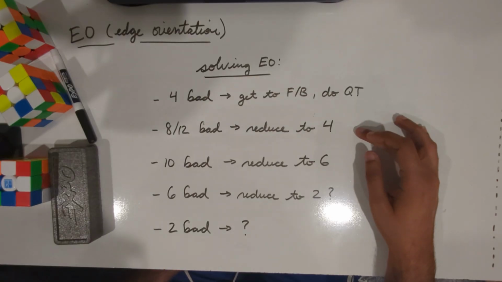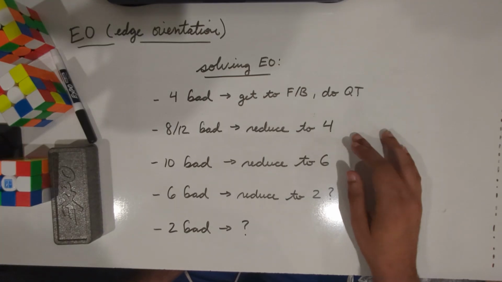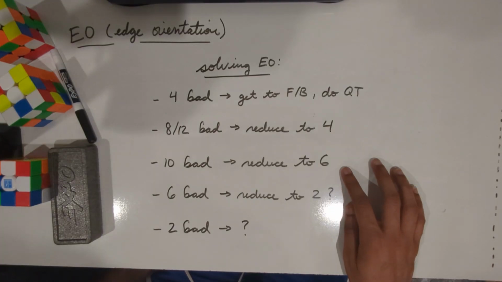8 bad edges is pretty similar. All you need to do is get 4 onto one face, do a quarter turn to make those good, and then you'll have 4 other ones, get those onto the same face, make those good. 12 is also similar, although you don't really want to see 12 in any given scramble. 10 bad is also a pretty bad case, but you can get 4 of them onto one face and then do a quarter turn and you can reduce to 6 bad.